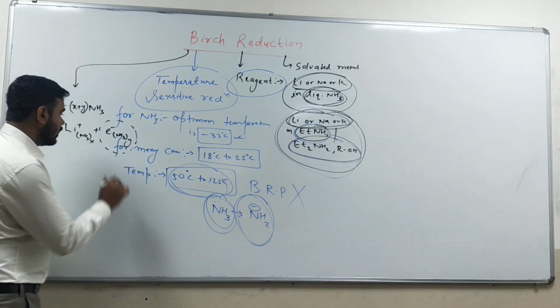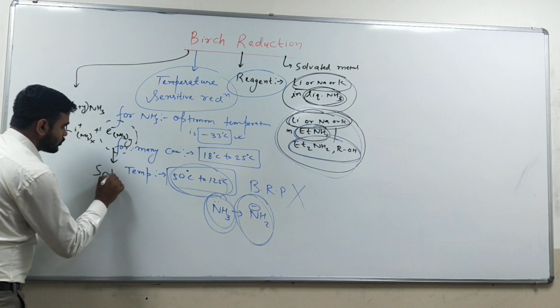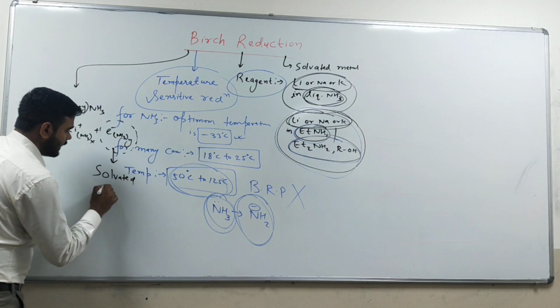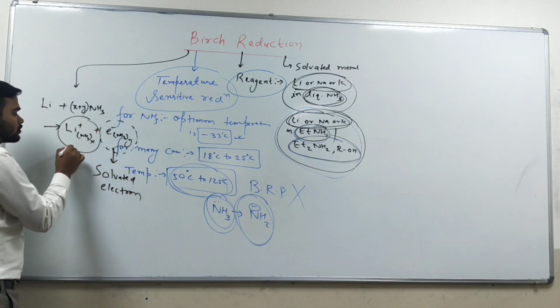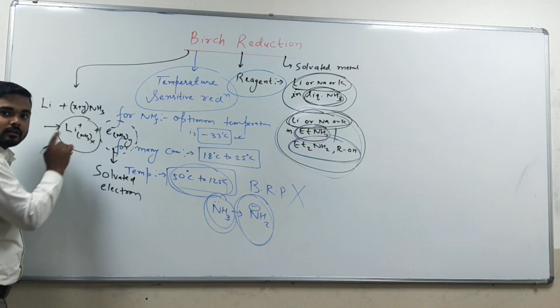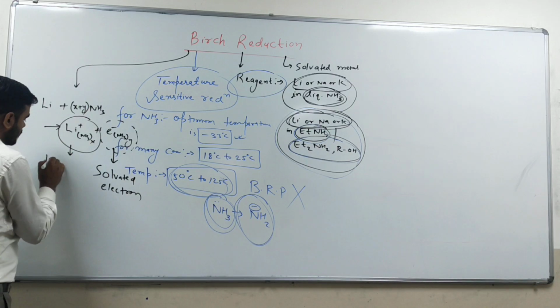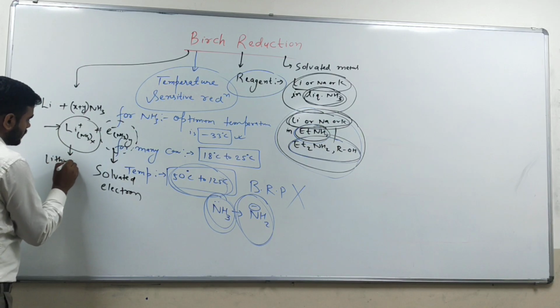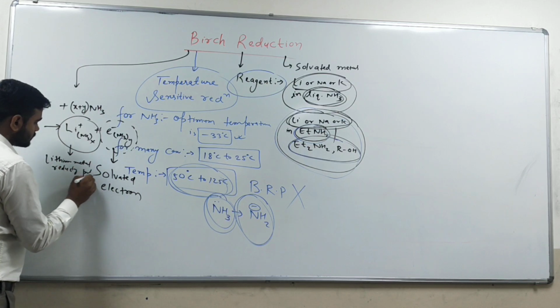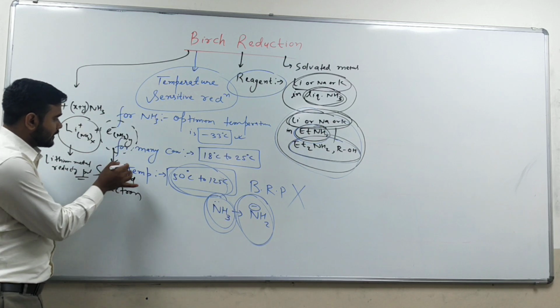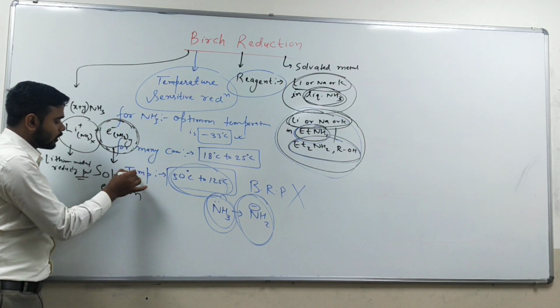We will see how. So this is actually called the solvated electron, and this particular thing is the lithium metal reducing product. Okay, so focus here. We are basically going to use this solvated electron.